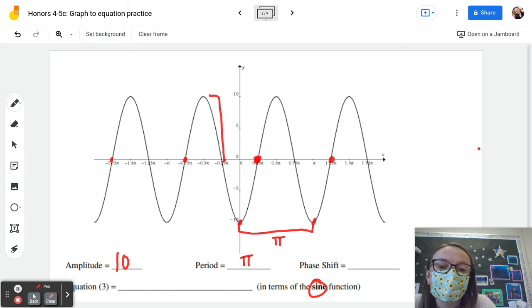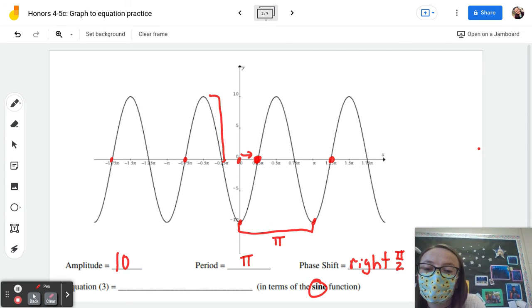My phase shift is basically going to say how much did I get shifted to the left or right? Well, technically, sine is supposed to start here, so I must have gone right pi over 2. Okay, so we want to start the equation. It's going to be 10 sine of, let's go ahead and find b.